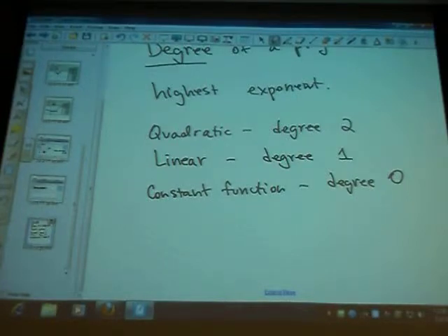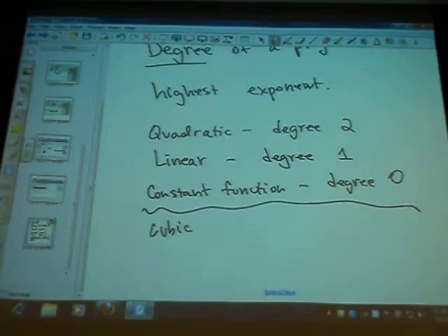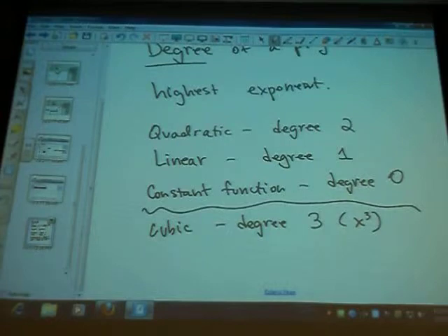Now there's a couple new ones that have names. Cubic. What is a cubic function? It's x to the third. X to the third, degree 3. And the only other one that has a name is a quartic function. Never heard of that one. So, that would be x to the 4th, wouldn't it? 4, yes.